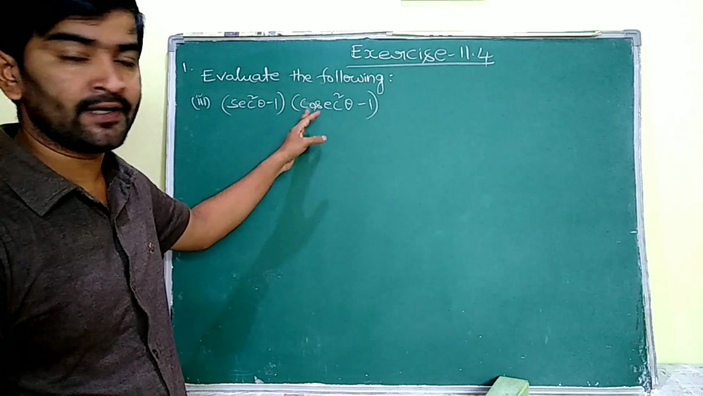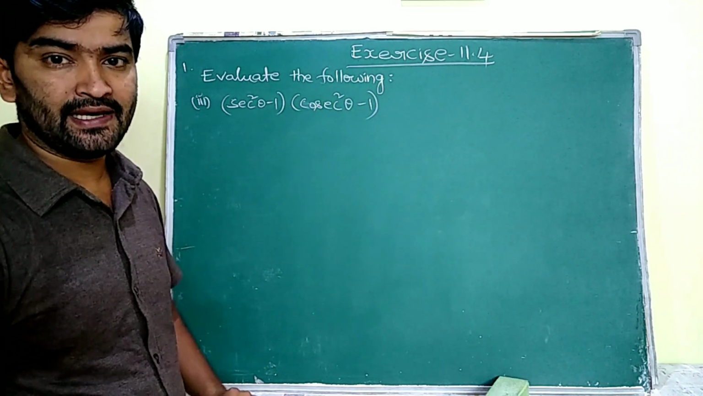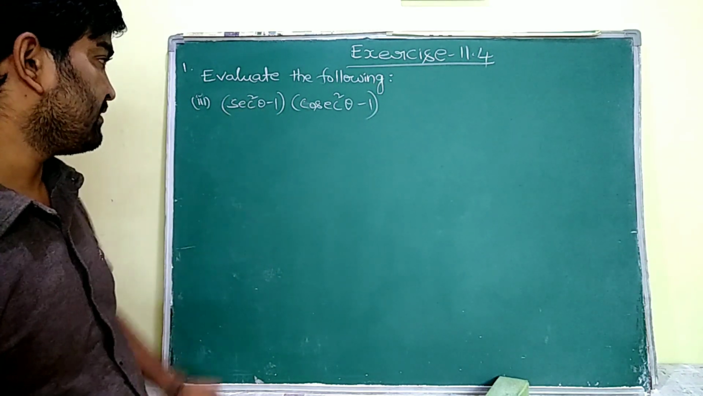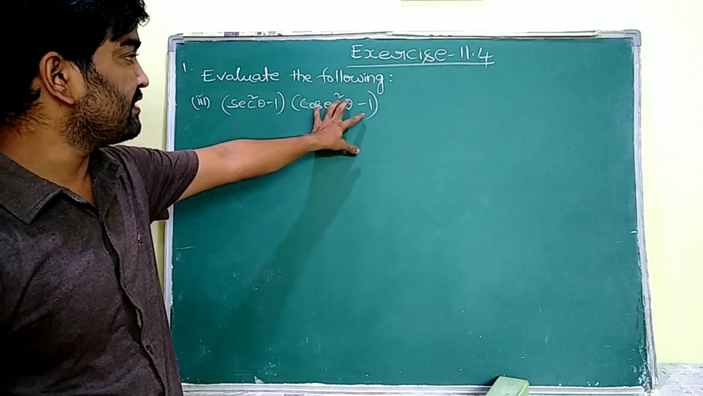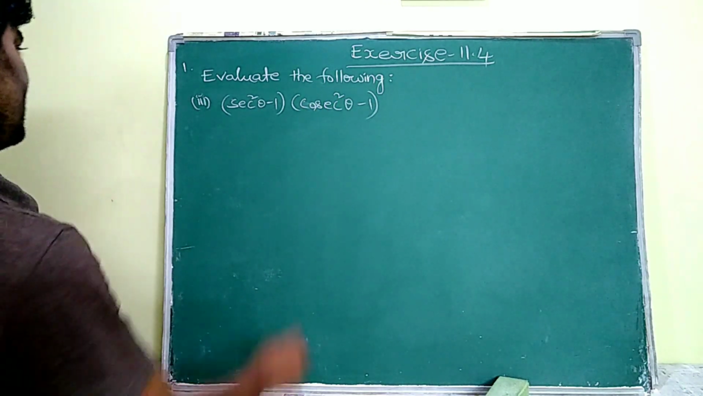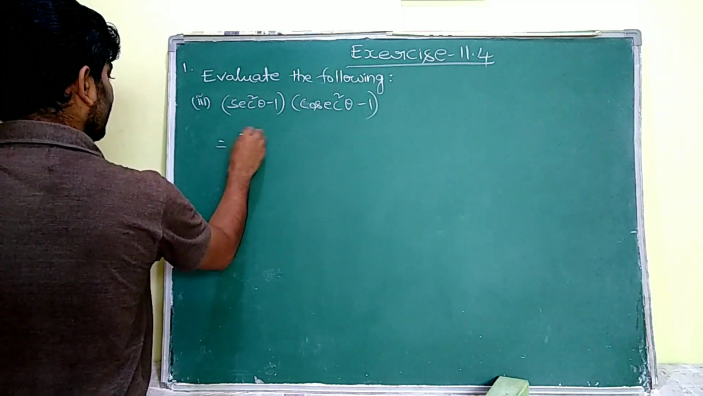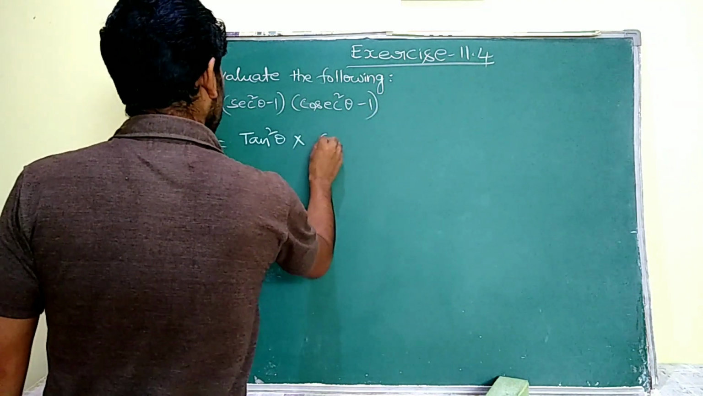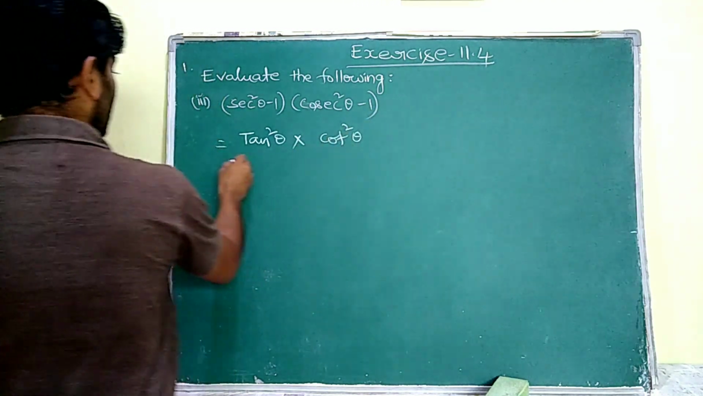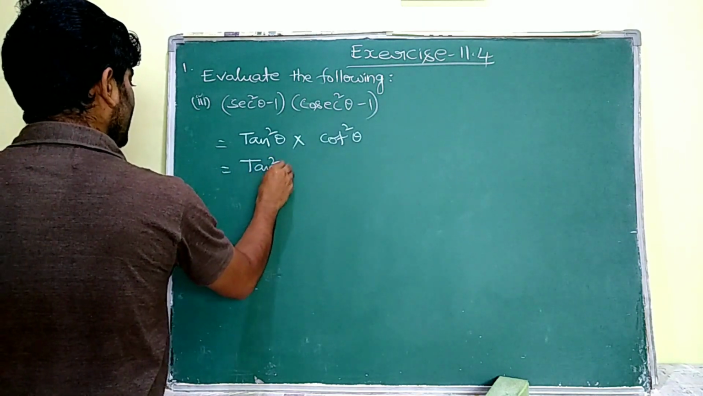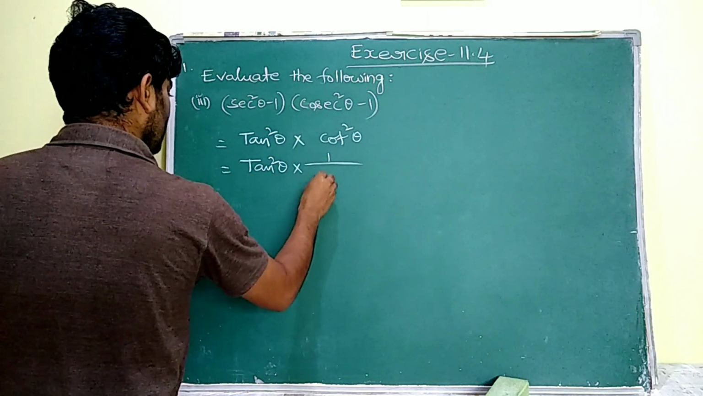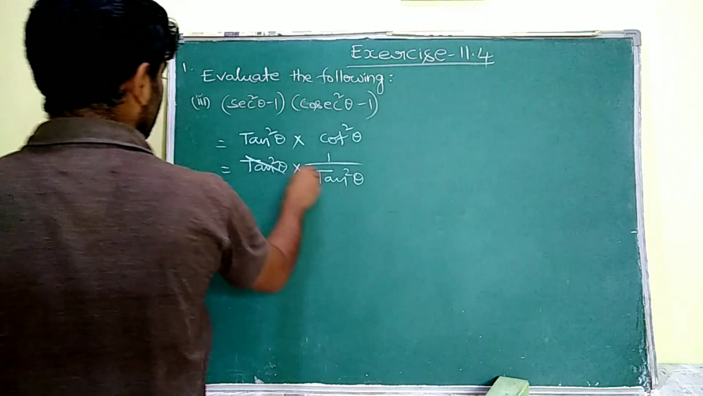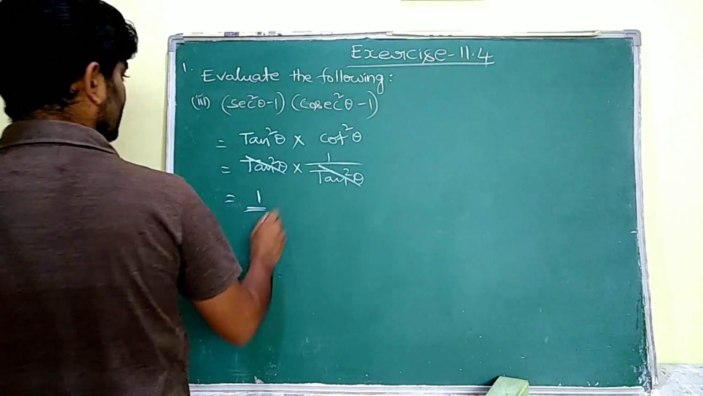Secant square theta minus 1 into cosecant square theta minus 1 is given. To solve this we have to use the identities. Secant square theta minus 1 is nothing but tan square theta, and cosecant square theta minus 1 is nothing but cot square theta. If you want to simplify this, it can be expressed as tan square theta into 1 by tan square theta, because cot square theta is 1 by tan square theta. So its answer is 1.